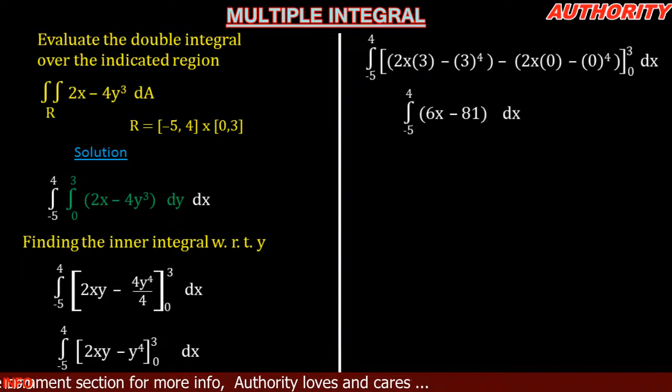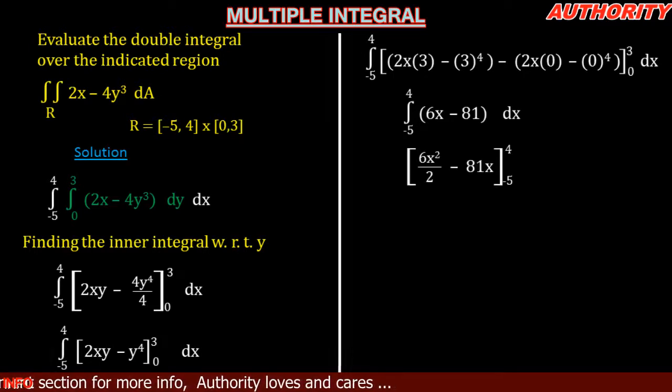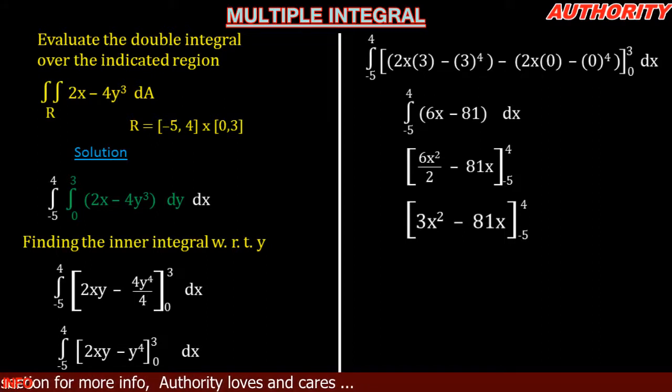We just evaluated the inner part of this integration. So let's integrate now with respect to x. When we integrate, we are going to have 6x squared over 2 minus 81x over the region minus 5 and 4. When we say 6x squared divided by 2, it's going to give us 3x squared. So here we have 3x squared minus 81x over the region minus 5 and 4. Right? Good. Let's place in the upper boundary minus the lower boundary.